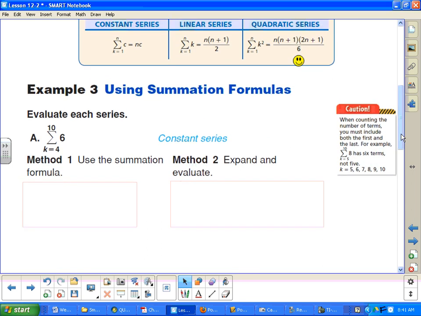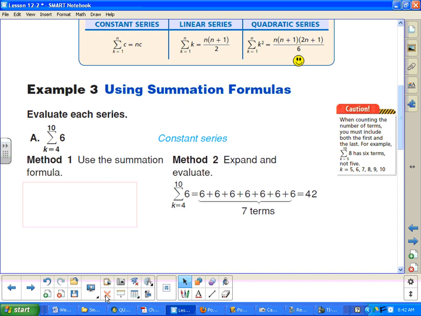So for letter A here, we want to evaluate the series, the sum as k goes from 4 to 10 of 6. So if I just expand it, let's look at that one first. If I expand it, that means we're going to add 6 together 7 times. 4, 5, 6, 7, 8, 9, 10. Okay? There's 7 numbers there.